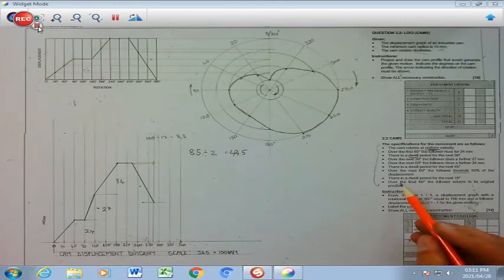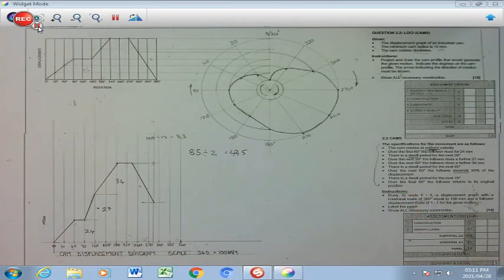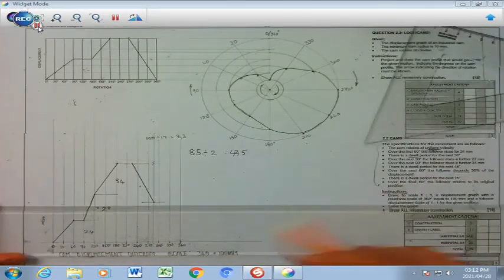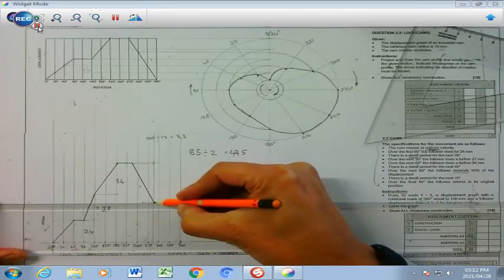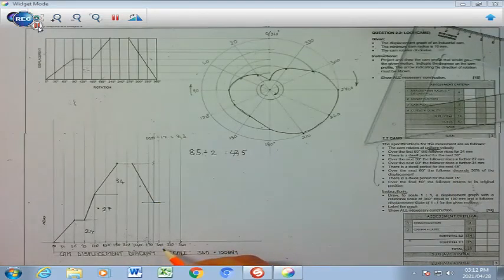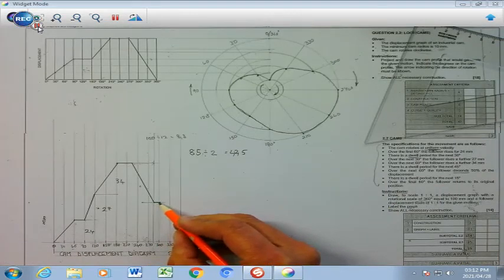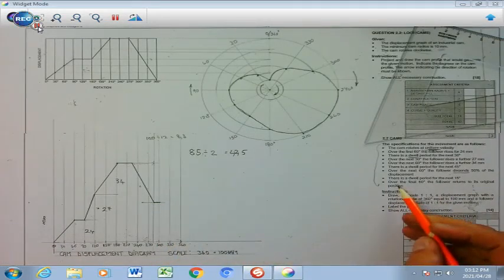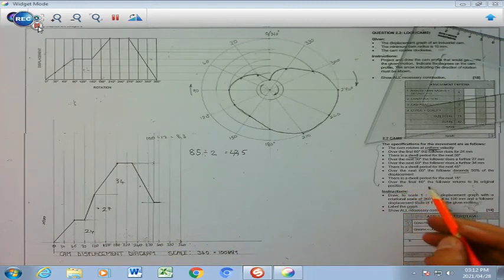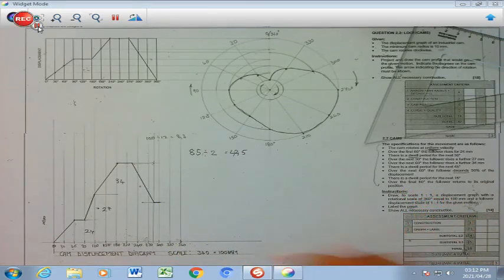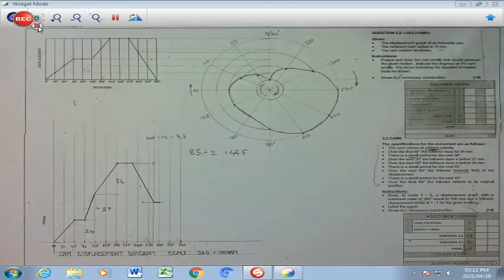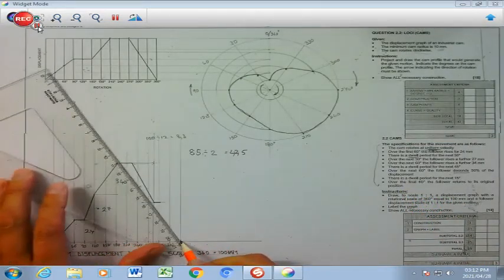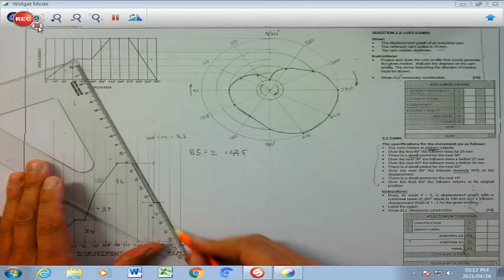Let's go to my next bullet. There is a dwell period for 15 degrees. So you have 15, which is that little space there. That brings us to 300 degrees. That's the 15 dwell period. And then the last bullet states, over the final 60 degrees, the follower returns to its original position. So from there, it drops straight down to 360. So I'm going to draw a line from there to there, dark.